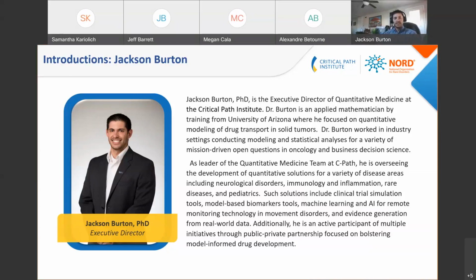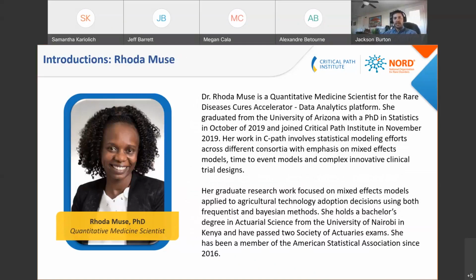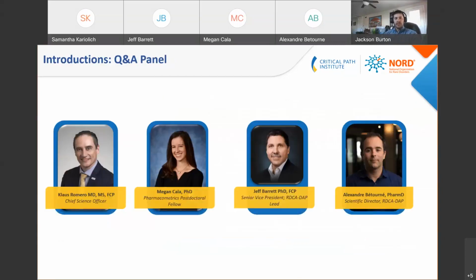Our speaker today, on the next slide, is Rhoda Mise. She is a stellar statistician and has been working with the Quant Med team for about 1.5 years. She's driving a number of different solutions across the board, and is a statistician by training, and has been driving this work here in polycystic kidney disease. So she's going to be stepping through the work that she's done with a little bit of background, as well as what motivated this work. Let me introduce the panel as well.